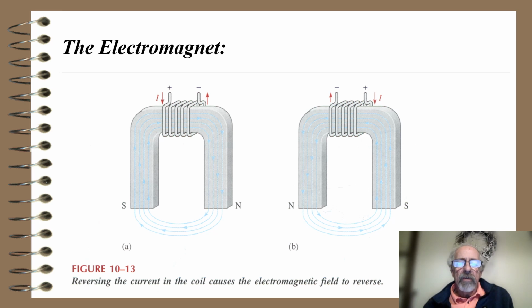And here's a picture of some electromagnets. Notice that depending on which way the current goes through the coil, we get a south pole on the left and a north pole on the right for figure A. If I reverse the flow of the current, I get a north pole on the left and a south pole on the right for figure B.